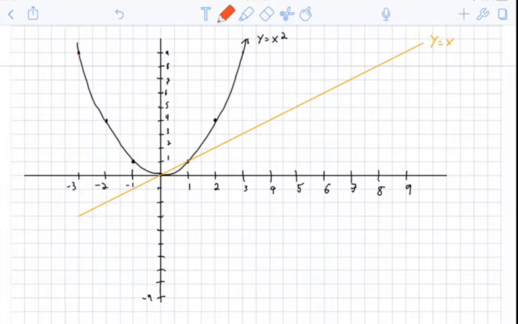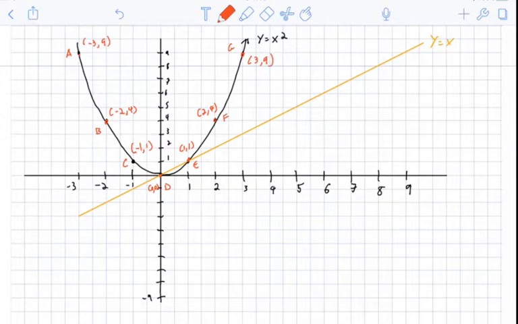Let me label them all. A, B, C, D, E, F, and a point up here is G. So this point here is -3, 9. This point here is -2, 4. This point here is -1, 1. Here is 0, 0. Here is 1, 1. And you go 2, 4. And this one here is 3, 9.